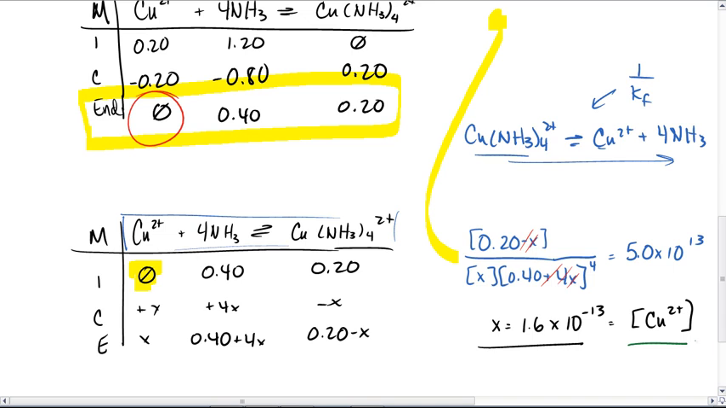So I want to just try to show you a little twist that sometimes occurs when we deal with K values that are so incredibly big that it's essentially like going to completion. Okay? All right, the rest of the time is yours, you guys.